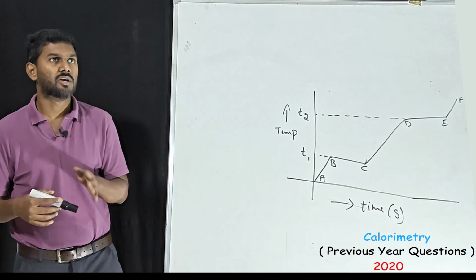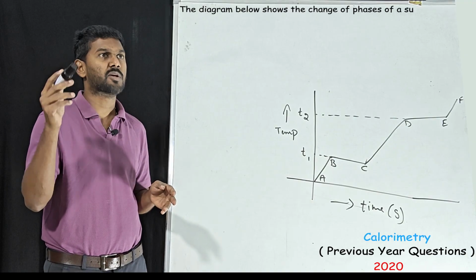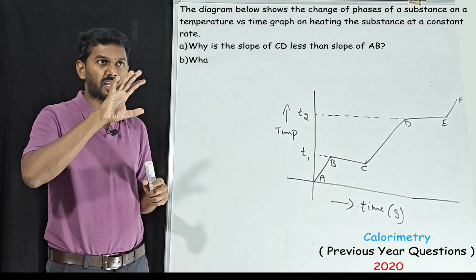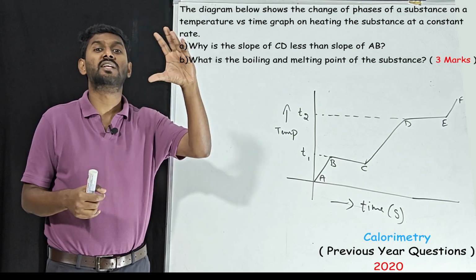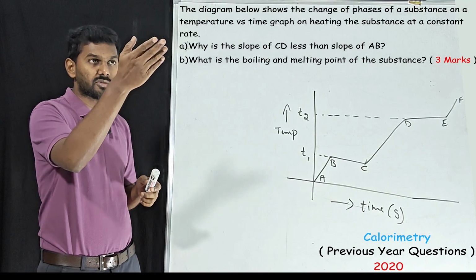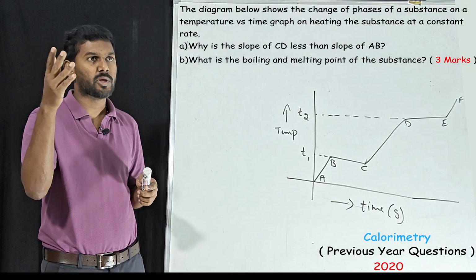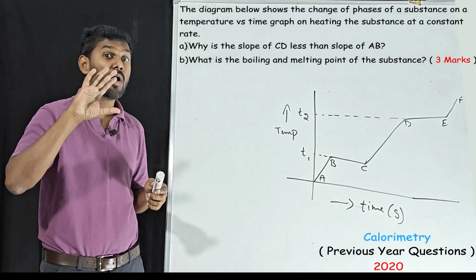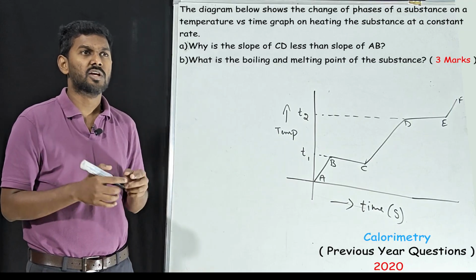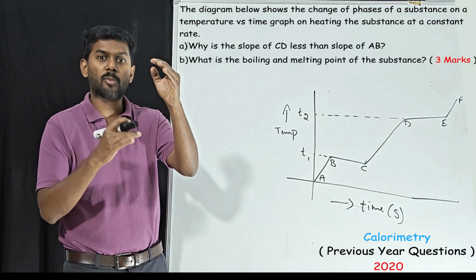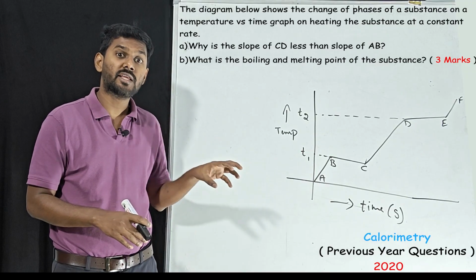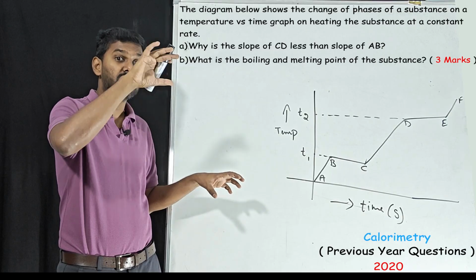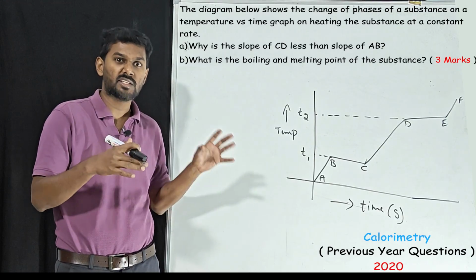Now we'll move on to 2020. The diagram below shows the change of phase of a substance on a temperature versus time graph on heating the substance at a constant rate. It is clearly mentioned in the graph that they are going to heat the substance at a constant rate. Then the question: why is the slope CD less than the slope AB? Next question: what are the boiling and melting points of the substance? To boil, first the object has to be melted. To melt, it has to be frozen first. It freezes, then it melts, and after it melts, we can bring it to the boiling point. This is the order.